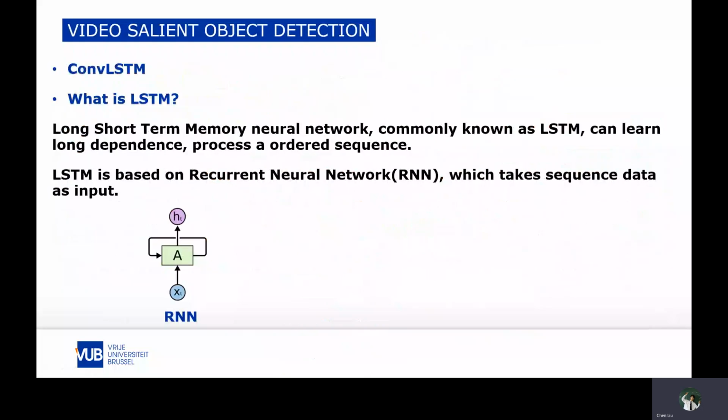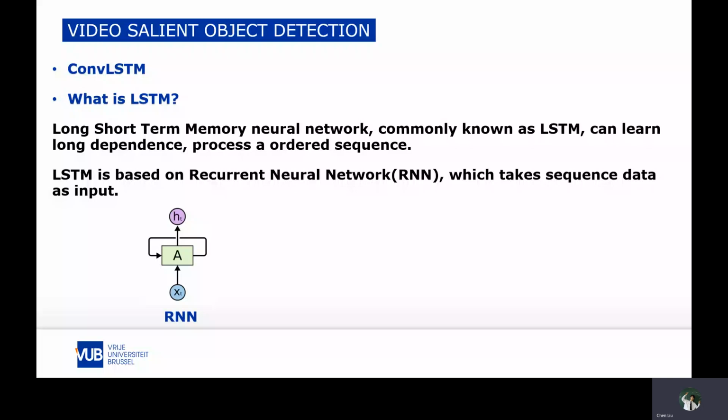But what is the convolutional LSTM? Let's turn to the LSTM first. LSTM, a long short-term memory neural network, can learn long dependence in ordered sequences. And LSTM is based on the recurrent neural network, called RNN, which takes sequence data as input. In the graph, A represents the neural network model, XT represents the input signal of this model, and HT represents the output signal of this model. It allows A to transmit information to A, that is, output to input.